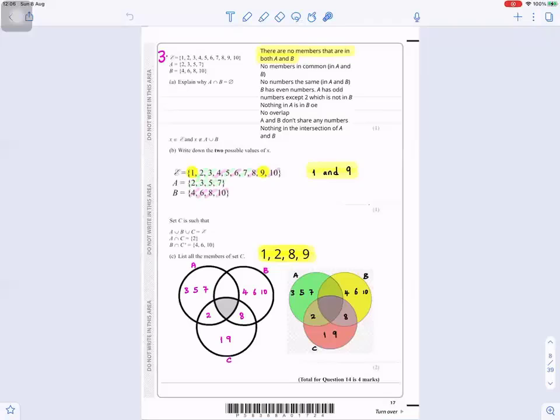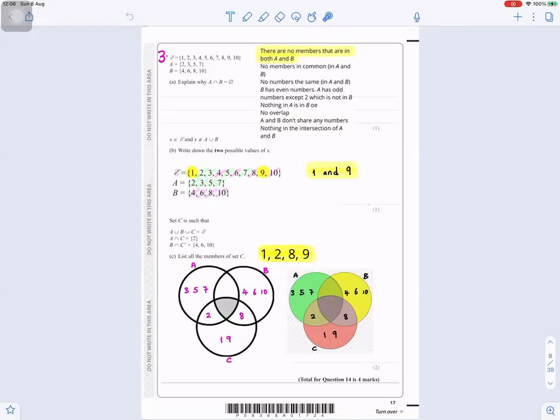So let's remove all the elements in A. I've colored in green all the elements in A. So we remove them. And all the elements of B, I've colored them in pink. We remove them. And what are you left with? You're left with 1 and 9. So the answer is 1 and 9.